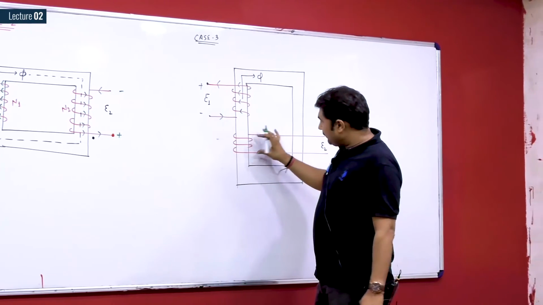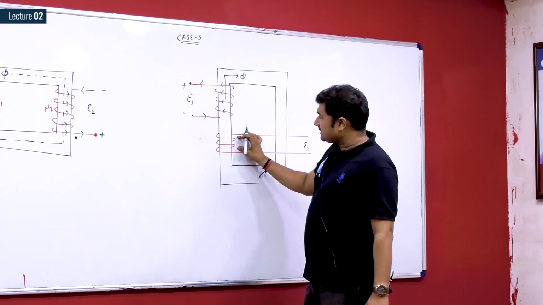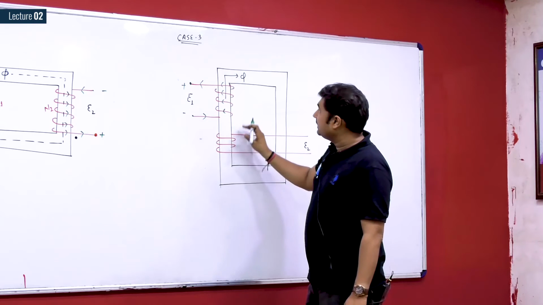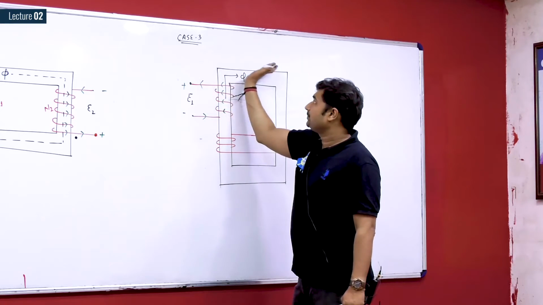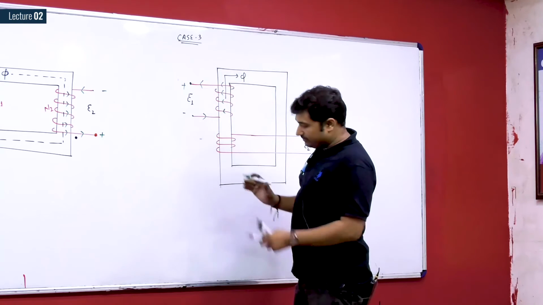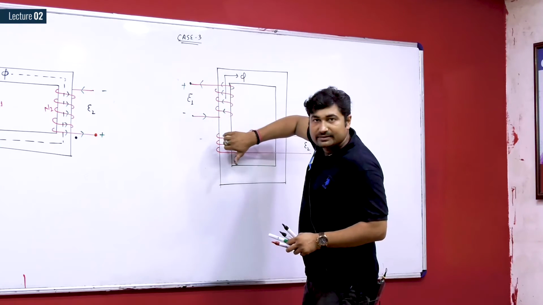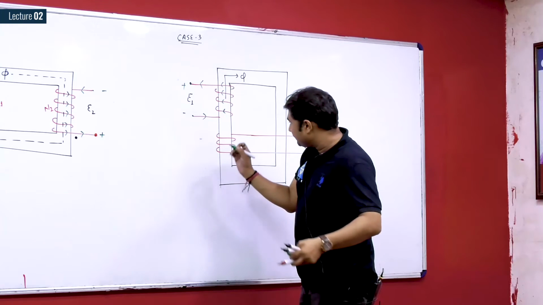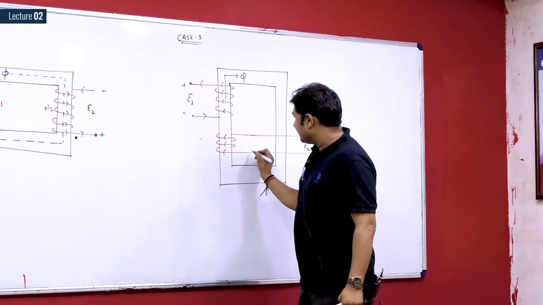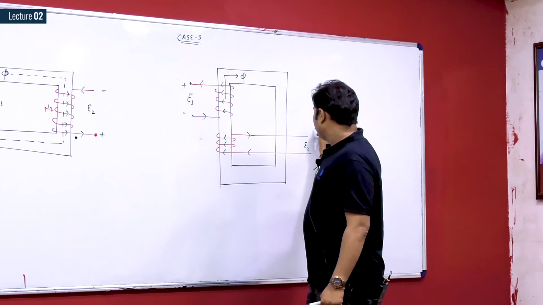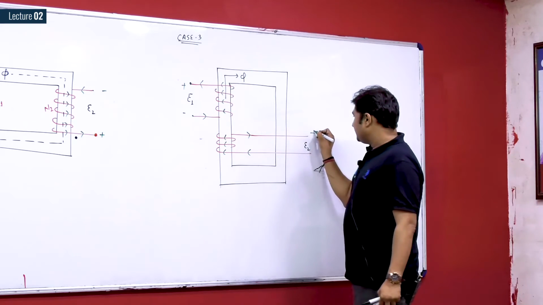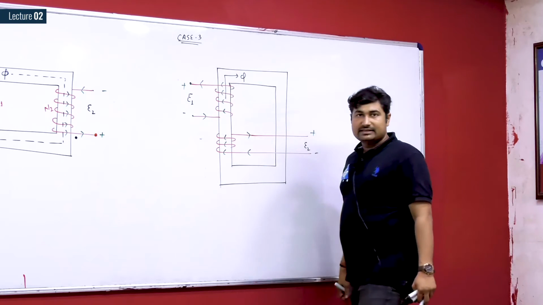Again, the polarity of induced EMF E2 here must be in such a way that if it is allowed to cause a current, then the current so produced must oppose this flux. In order to oppose this flux, current must flow in this way. So if the current is flowing in this fashion, we can find the polarity of induced EMF to be this as positive and this as negative.